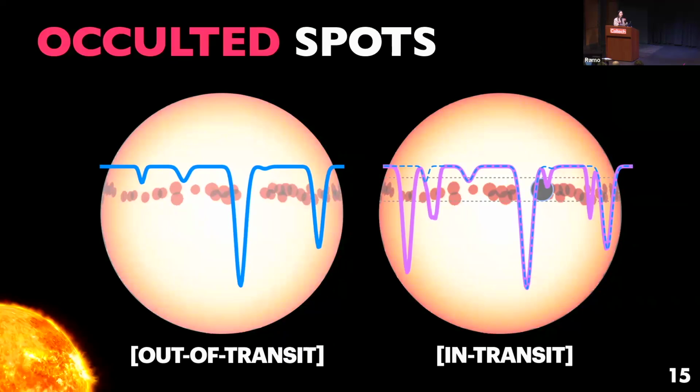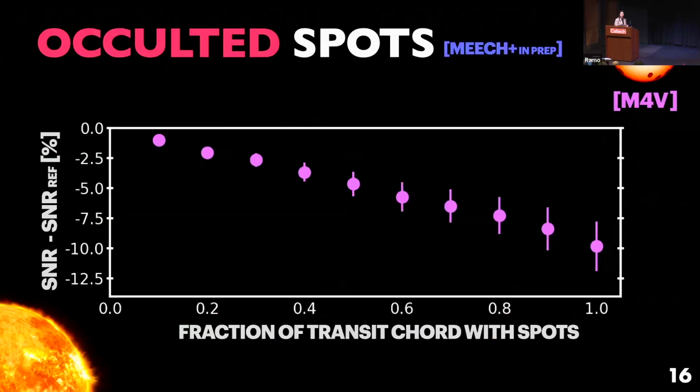Now we might expect the opposite. So in transit, we're obscuring some contribution from the spot spectrum rather than the photosphere. What did we find? So here I'm showing an example of the M4 stellar type. The y-axis is unchanged, while the x-axis is showing the fraction of the transit chord covered by spots, increasing as we go towards the right.